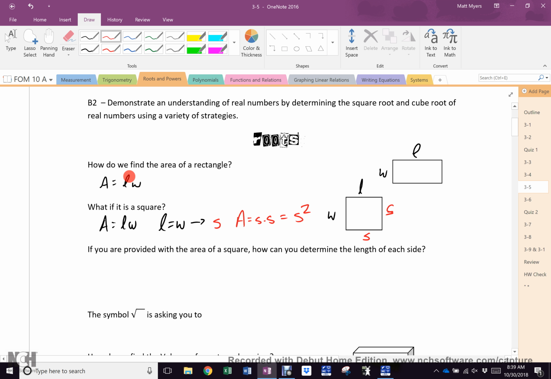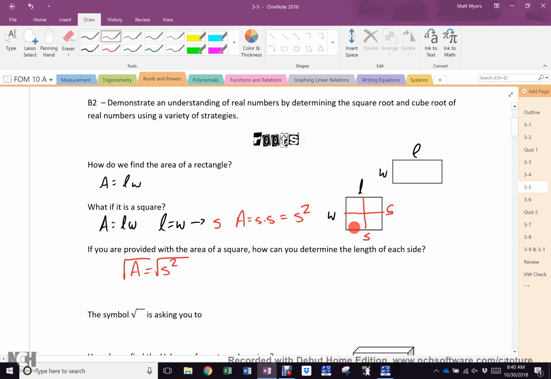In this one, I've got area equals S squared. What's the opposite of squared? Square root. So, to find the length of a side, I would take the square root of the area. Everybody cool? That, ladies and gentlemen, is why we call it squares and square roots, because they come from the actual shape of a square. There's 4 in there, 2 by 2. Everybody good?